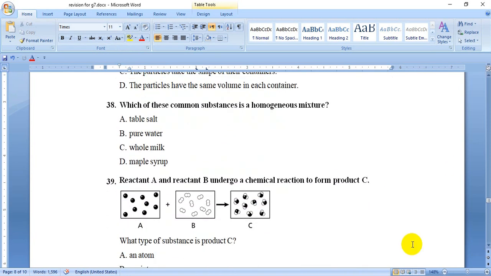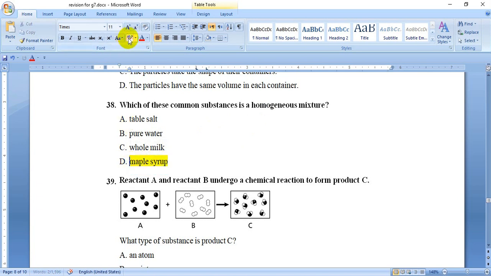Question 38, which of these common substances is a homogeneous mixture? In a homogeneous mixture, components are mixed evenly and completely. Table salt alone is not a mixture, table salt is a compound. Pure water is a pure substance, it's not a mixture either. Whole milk is a mixture, but this kind of mixture we call a colloid, which is not homogeneous. Colloids are heterogeneous. So the only homogeneous one here is maple syrup.